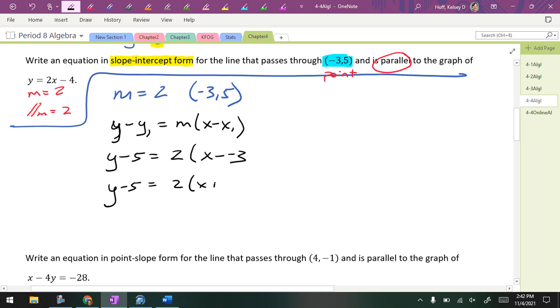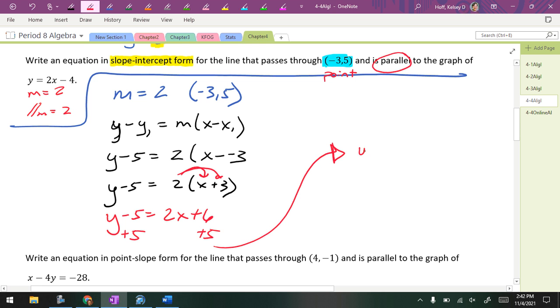Can I quit here? Why not? They want slope-intercept. So distribute first. When you distribute, what do you get? 2x plus 6. Then add 5. So you end up with y equals 2x plus 11.